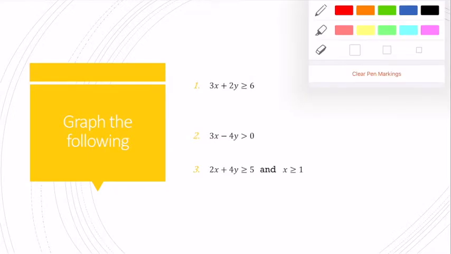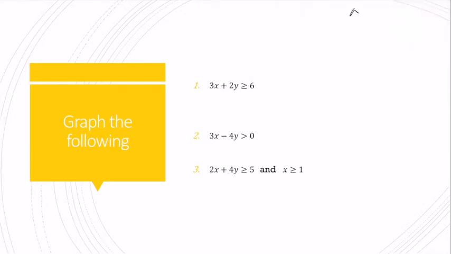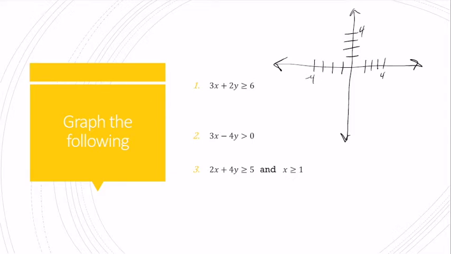So why don't we go ahead and work through a few examples. So here we have example 1. I've got 3x plus 2y is greater than or equal to 6. So first off, I'm going to want to put this in slope-intercept form, just so I know how to graph it more easily. So I'm going to go ahead and solve for y.